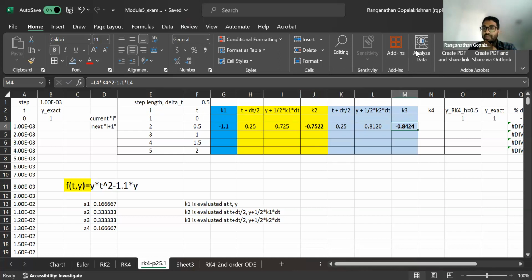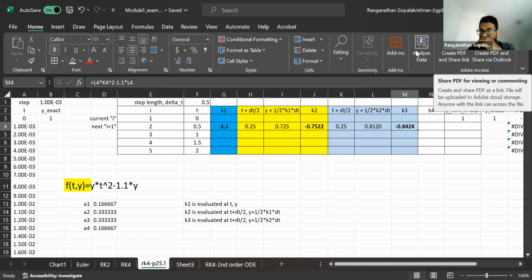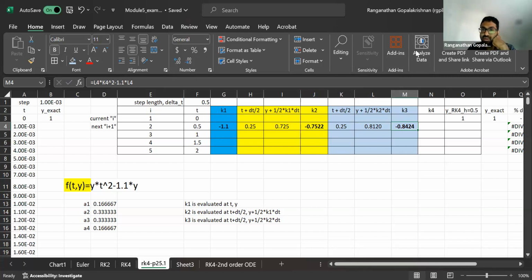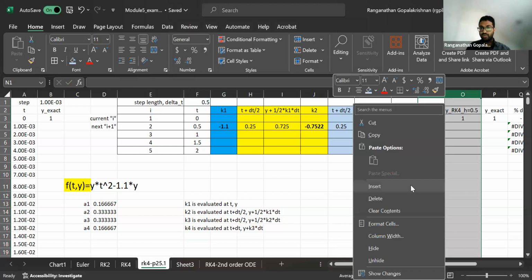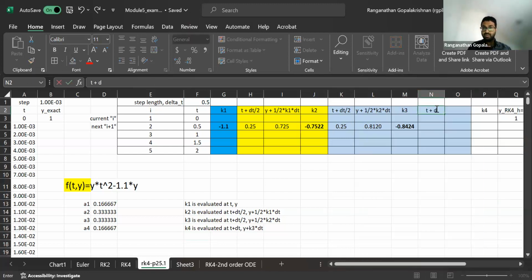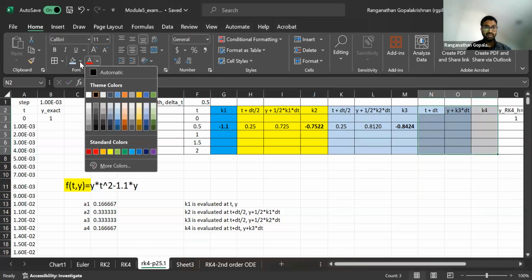Are we all keeping up? Yes. Thank you, Omar. All right, good. So we are up to K3. Now we'll write another annotation. K4 is evaluated at t plus dt and y plus K3 times dt. That's the last of the K values. So I have to obviously include 2 more columns, t plus dt and y plus K3 times dt. And I want to give a new color for these 3 together.